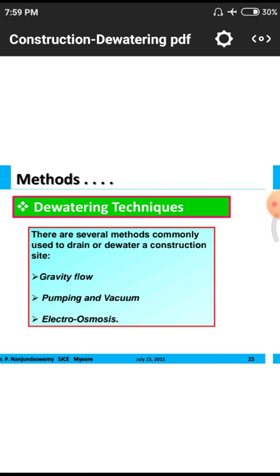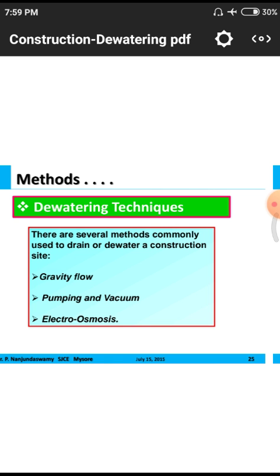Next one, pumping and vacuum. Pumping means we use artificial kinds of pumps to remove the water. And the next one, vacuum. Vacuum means we use a high pressure to remove the water. Third one, we have electro osmosis.